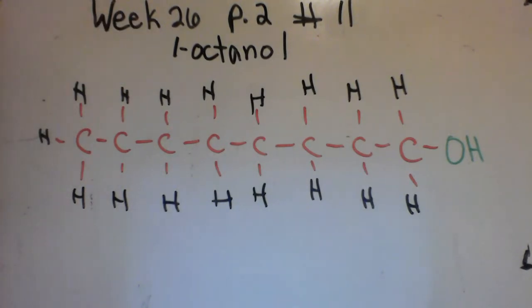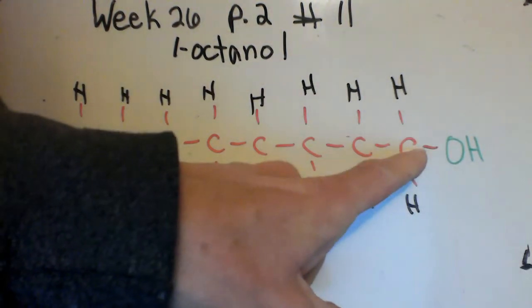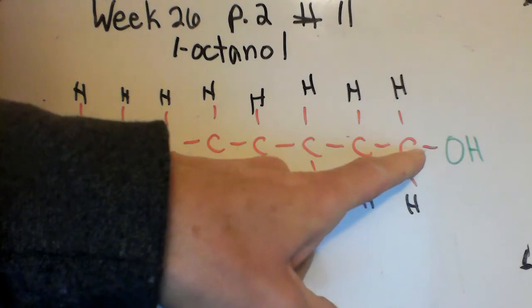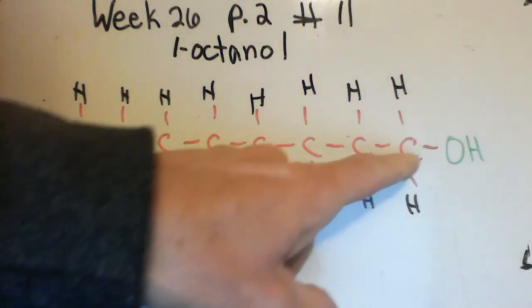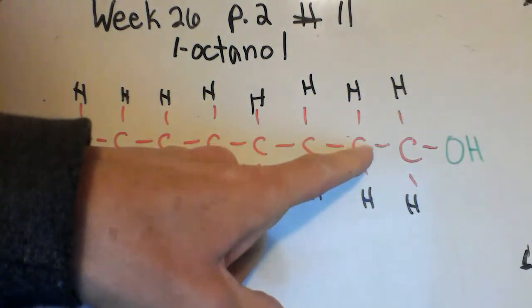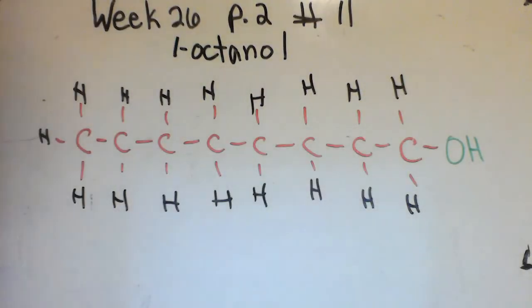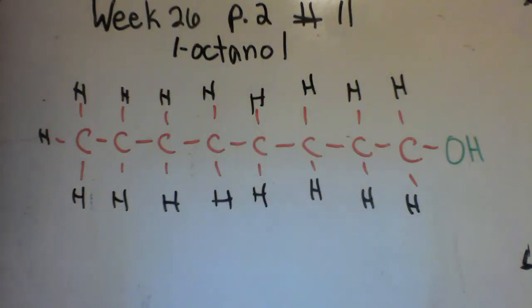Now it asks us, what type of alcohol is it? The carbon bonded to the hydroxyl group has only one other carbon attached to it, and so this would be a primary alcohol.